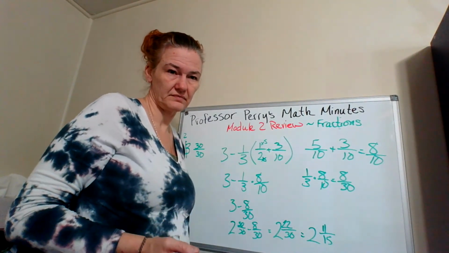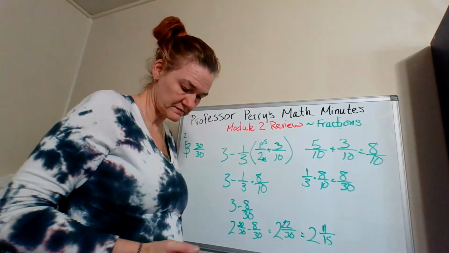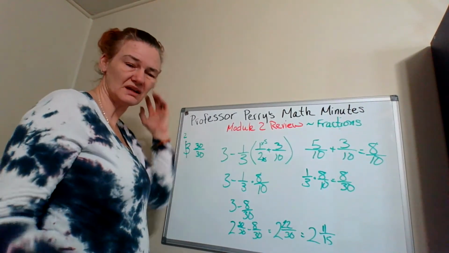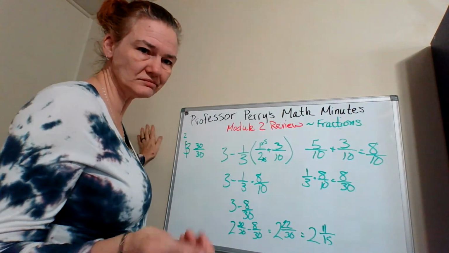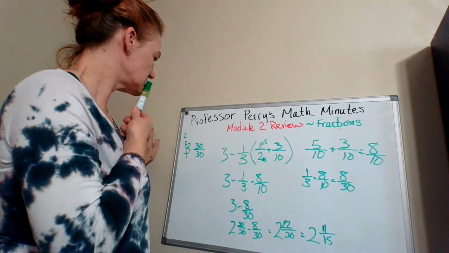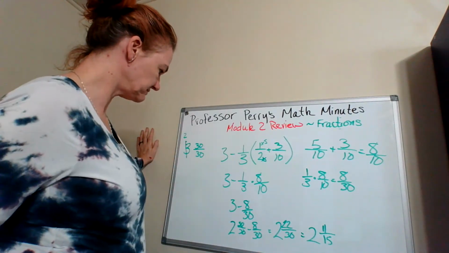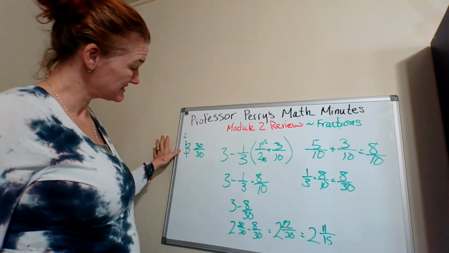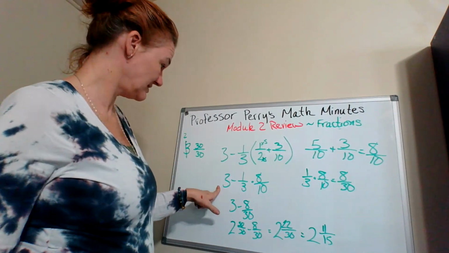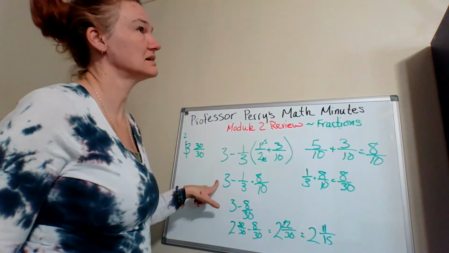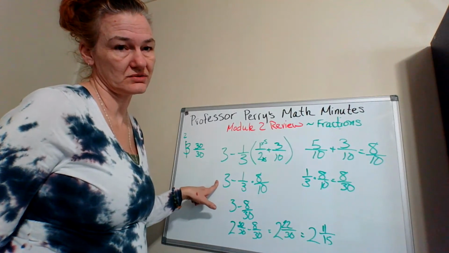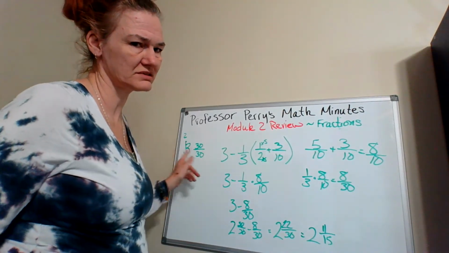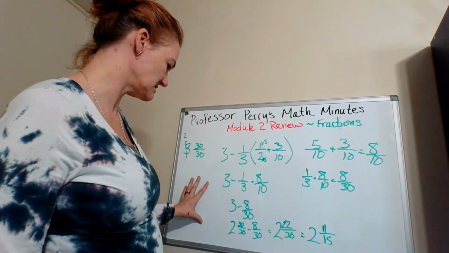Interesting. Okay. They have it as a... They did it different. I don't like the way they did it. So, this is what we have. You want to know how they did it? They did it like this. So they changed the 3 into an improper fraction, and then borrowed, and then, yeah, they made a mess.